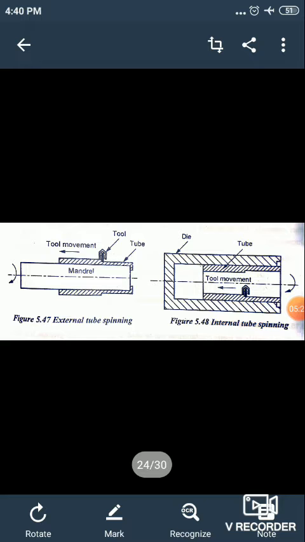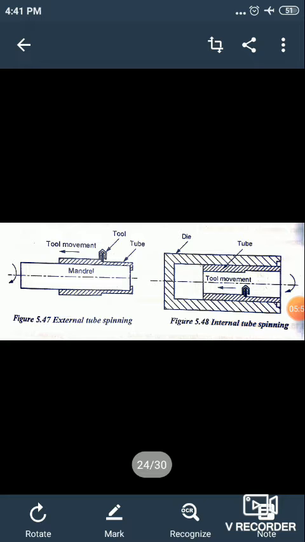Okay, the parts can be spun forward or backward, and the operation can be carried out externally or internally. Here we can see the external tube spinning and internal tube spinning. The difference is that the tool is placed outside or the tool is placed internally.